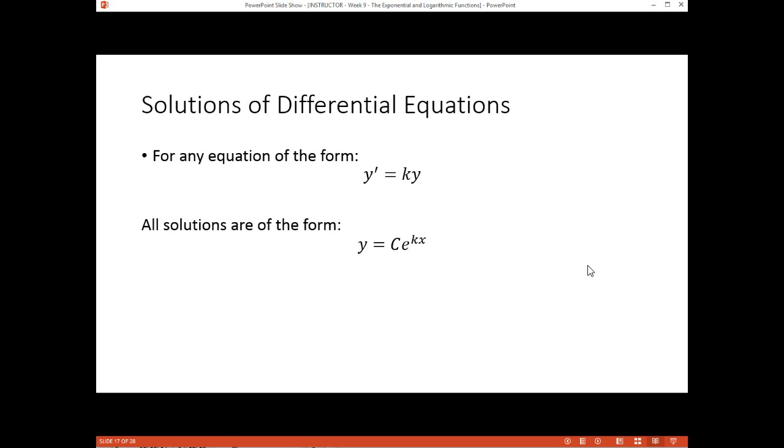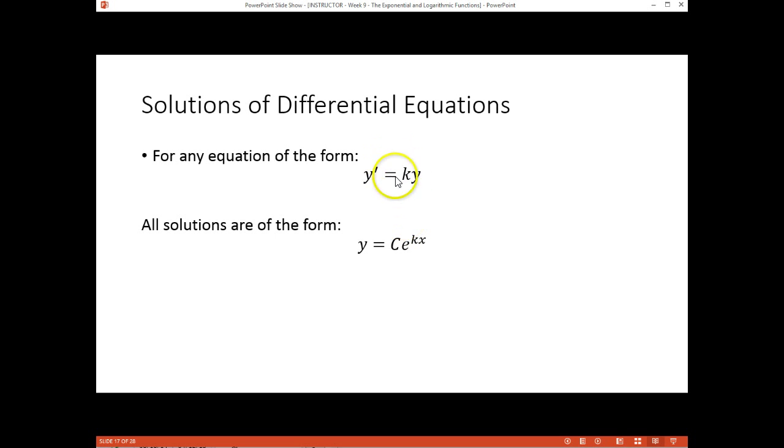We're going to get briefly into what are called differential equations. We're only going to do a handful of problems here. We're not going to linger. Basically, we're going to give you a very simple form. For any equation of the form y prime equals k y, so I have a situation where a derivative is equal to a multiple of the original function, all solutions are of the form y equals c e to the kx.